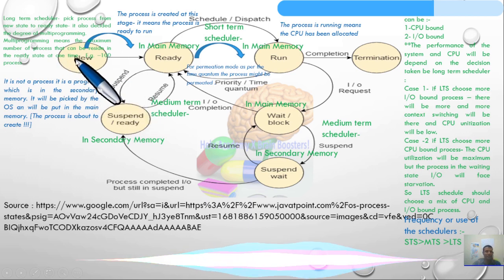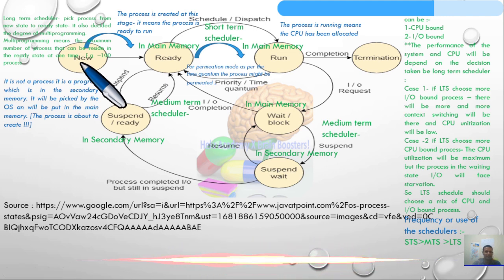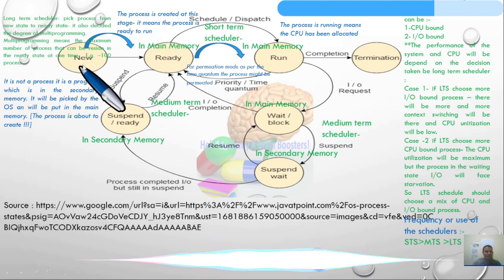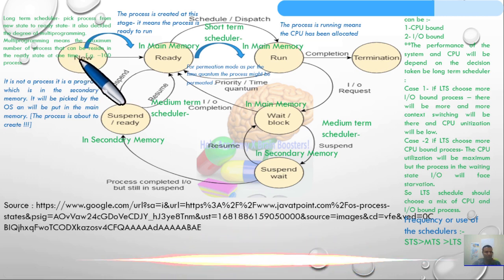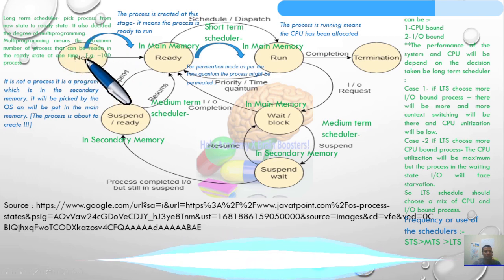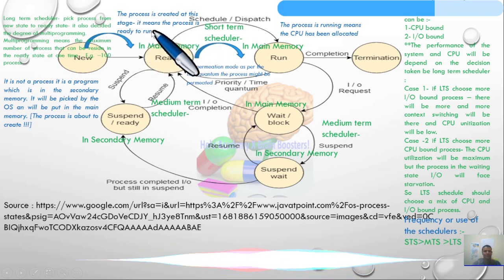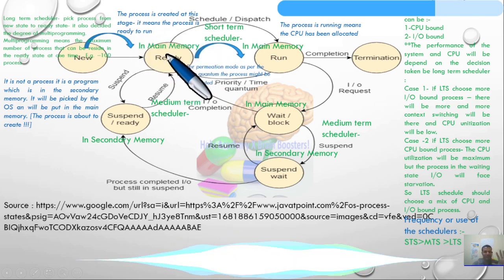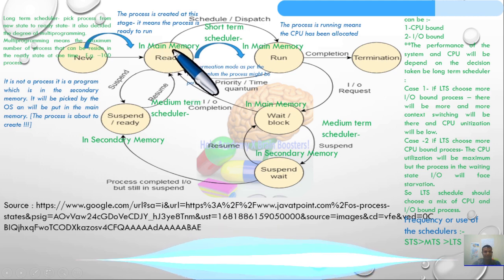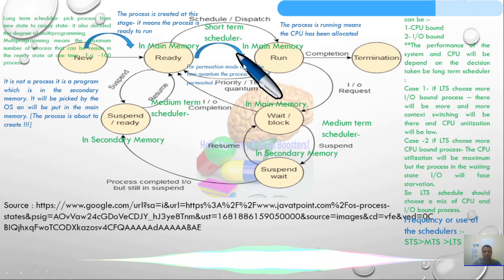New means at this point the process is not created yet. It is also in the secondary memory. It is just a program. Once it goes from new to the ready state, the process is created at this stage, which means the process is ready to run. When it is in the ready state, it is in the main memory and just waiting for the scheduler to send it to the CPU to run. If it is completed, it will be terminated.